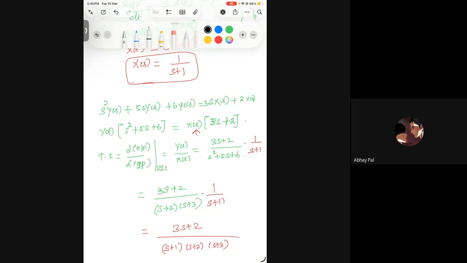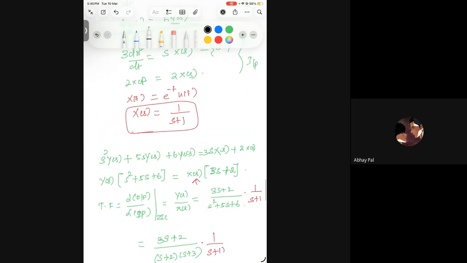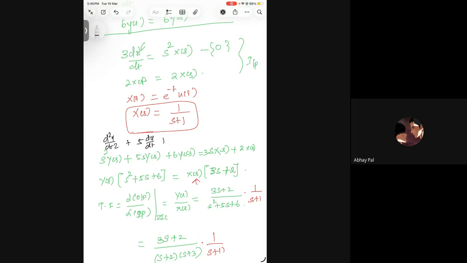Then the value of 3dx/dt is equal to 3s times X(s). This is d squared y by dt squared plus 5 dy by dt plus 6y equal to 3 dx by dt plus 2x. That's why we have written it like this. Write down 3 dx/dt. You wrote the value 3s X(s).